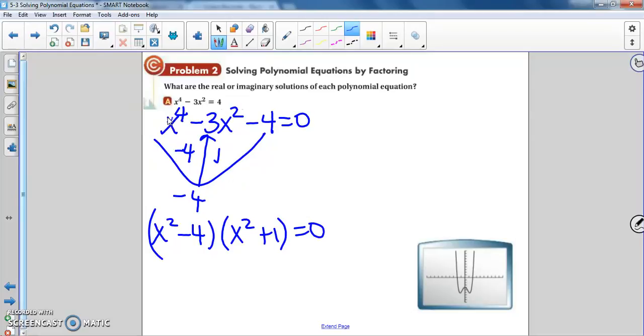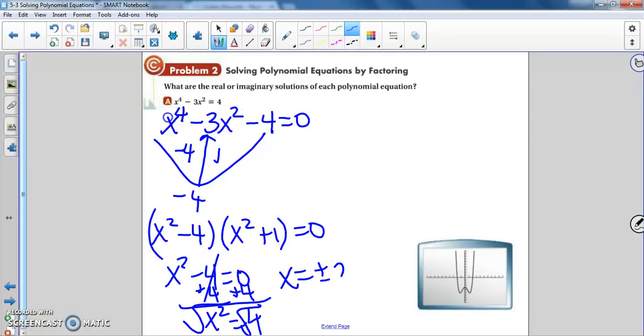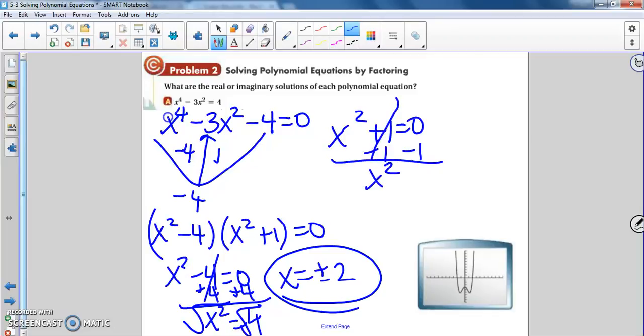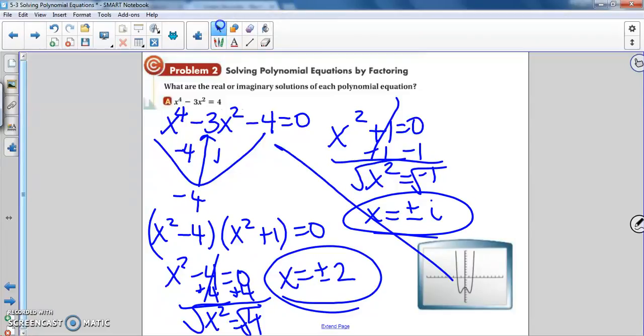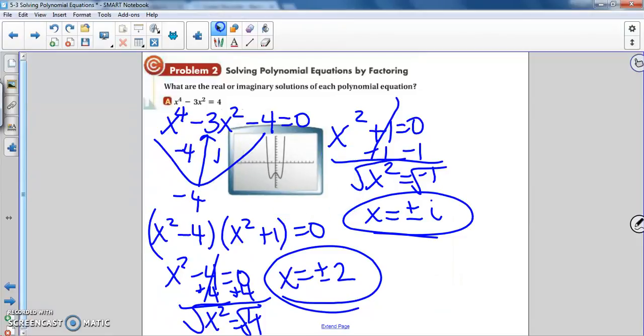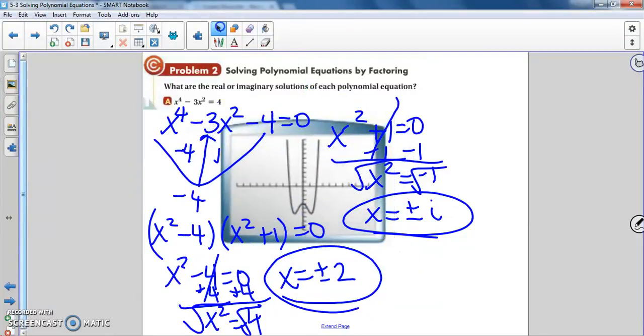Now I want to take both of those and set them equal to 0 and solve for x. So x squared minus 4 equals 0. Add 4. X squared is equal to 4. Square root both sides. X is equal to positive and negative 2. Then x squared plus 1 is equal to 0. Solve for x. X is equal to the square root of negative 1, which is positive and negative i. So if we look at the graph of this polynomial equation, we can see our two real zeros. However, the two imaginary zeros do not appear on our real graph.